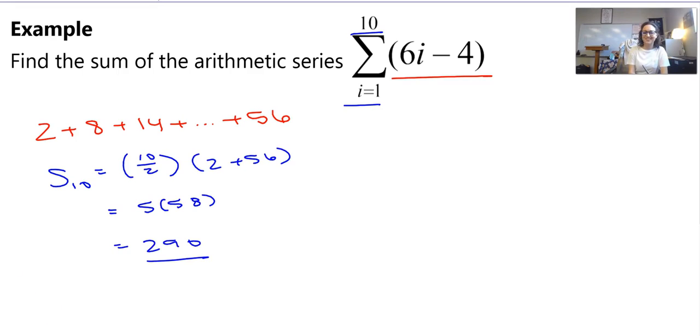All right, we should be getting 290. So my number of pairs is 5. And then each pair, as I add them up, will be 58. So I have 5 pairs of 58, or 290.